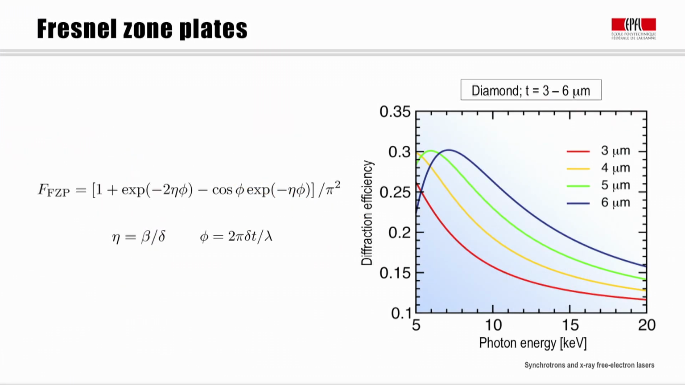The efficiency of FZPs is in general only moderate. The theoretical equation for this is given here for phase FZPs, where nu is the ratio between the absorption index beta and the refractive index decrement delta, and phi equals 2 pi delta t divided by lambda is the phase shift induced by the X-rays passing through a ring of thickness t. The actually achieved efficiency is in general lower than this, as this equation has assumed that the thin rings of the FZP actually have zero thickness.